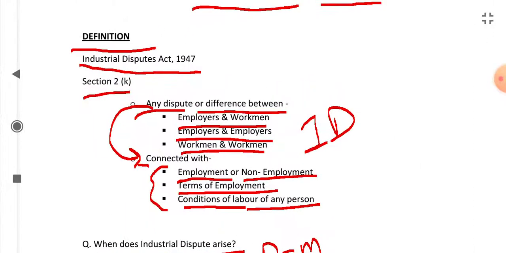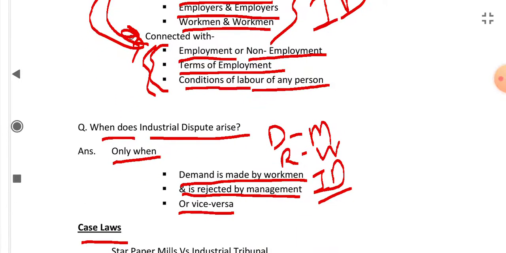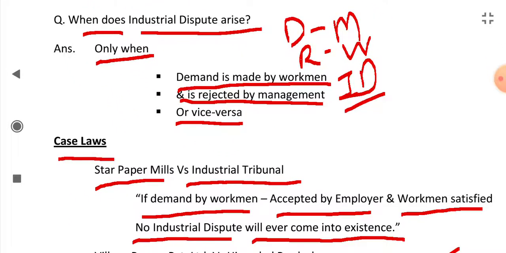First we saw the definition. It was said that an industrial dispute is any dispute or difference between employers and workmen, employers and employers, and workmen and workmen. If this dispute or difference is connected with employment, non-employment, or terms of employment, or conditions of labor of any person, then it's called an industrial dispute. When does industrial dispute arise? Only if a demand is made by workmen and rejected by management, or a demand is made by management and rejected by workmen. In these conditions, an industrial dispute arises.